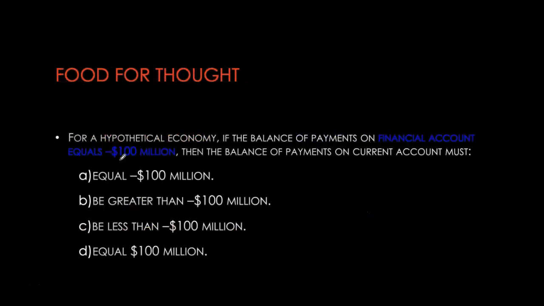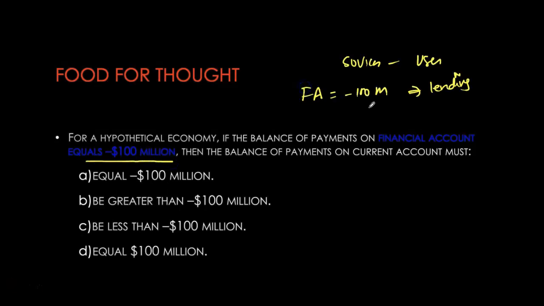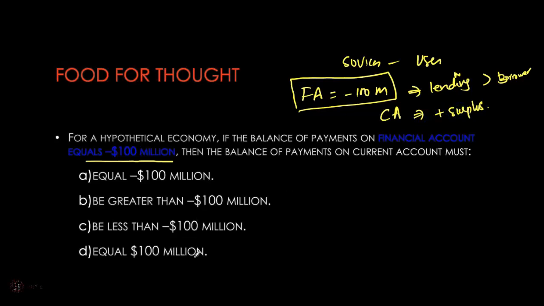In this example, we have a financial account in deficit of $100 million. Now, if this is in a deficit, it means that our lending to the rest of the world is exceeding our borrowing from the rest of the world by $100 million. So we are a net lender. And this is telling you that your current account must be in a surplus. And likewise, out of all of these four options, the only correct option is option D.